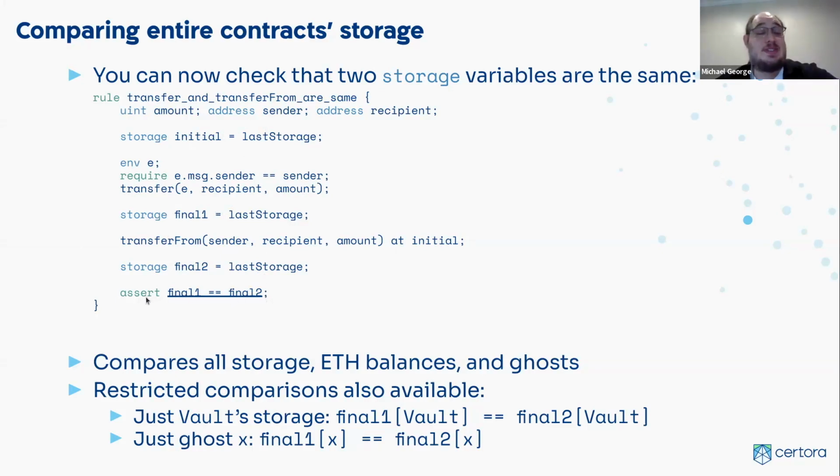The new feature here is the one that I've underlined, which is now you don't have to decide what I really want to check is that the effect of transfer and transfer from on balances is the same, or the effect on permissions is the same, or the effect on any particular variable is the same. Instead, what I've written here is that the effect on the entire state of storage of all contracts and all the ghosts is the same. So this is really saying transfer and transfer from have exactly the same effect on everything.